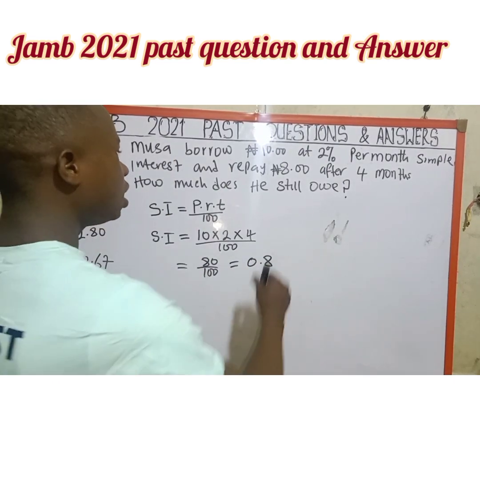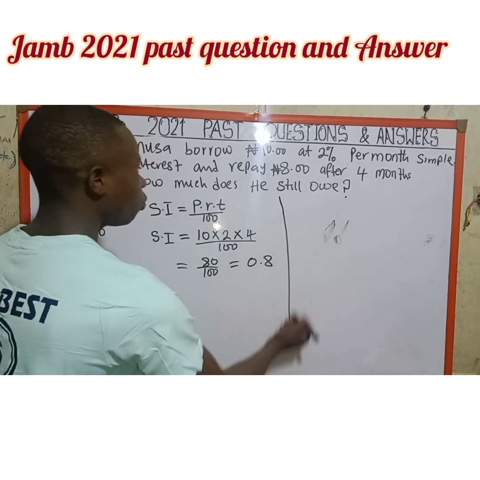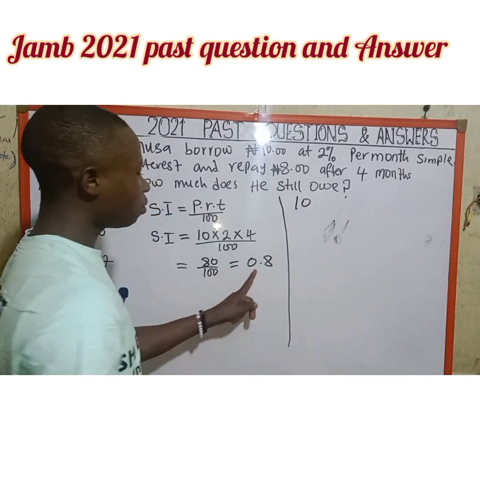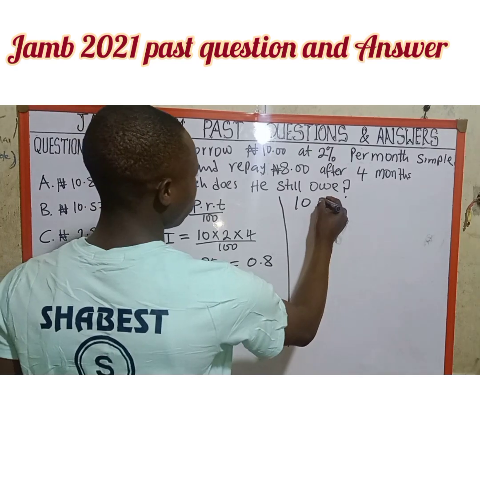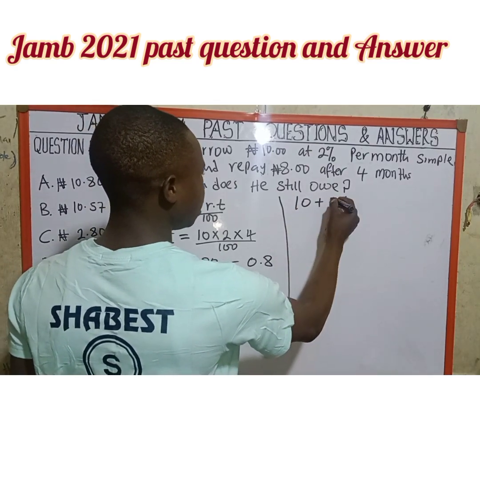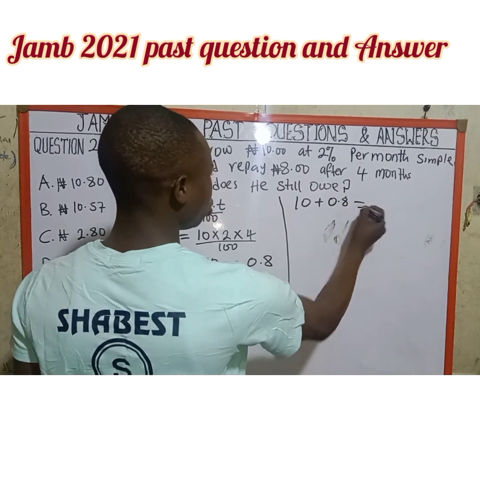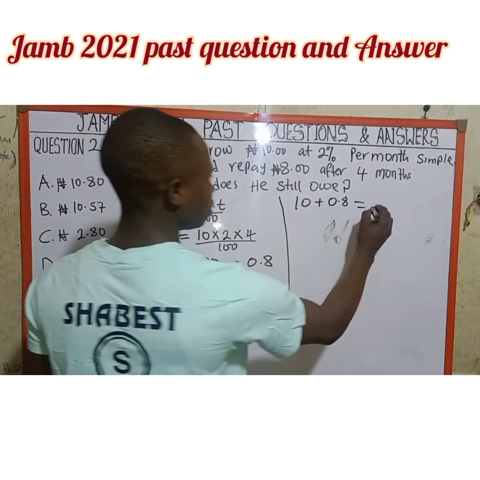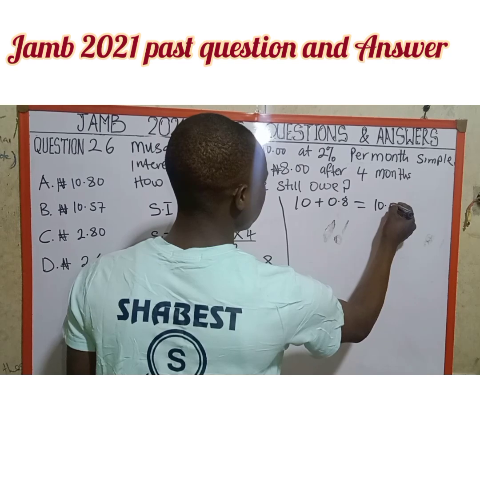And remember, the initial amount that Musa borrowed is 10 naira. So we're going to add this 10 to 0.8. This is the actual amount he borrowed, and this is the interest he is going to pay. So we're going to have 10 plus 0.8, which is going to give me 10.8 naira.